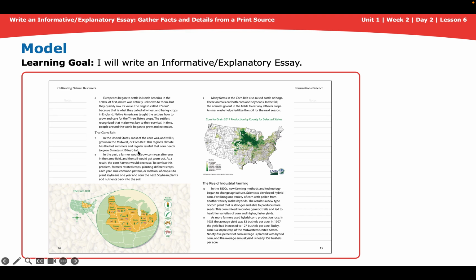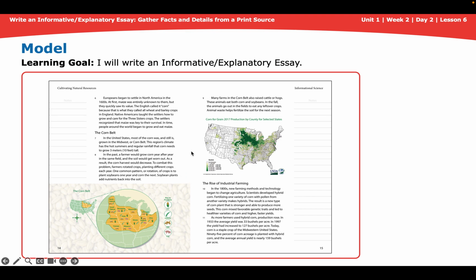So, as I read, you guys have already in class, we have marked and annotated and underlined key details. I'm going to go back over those. I can't mark it on my screen, but I'm going to show you how we're going to do this. So, follow along with me.